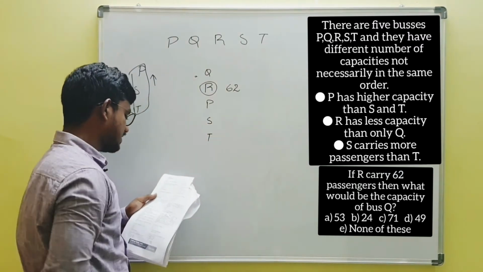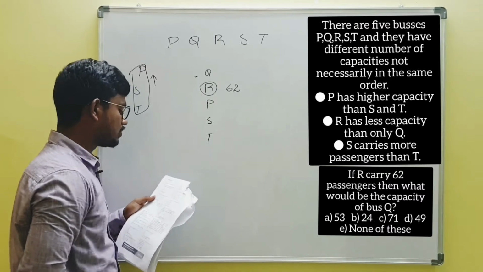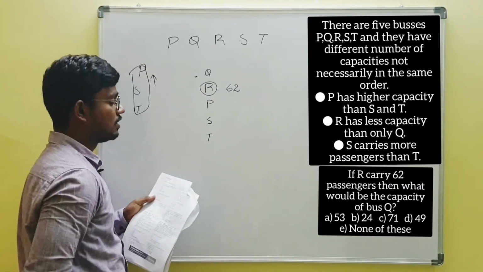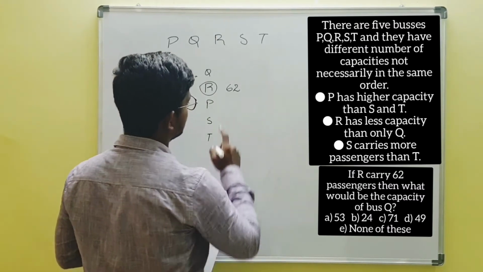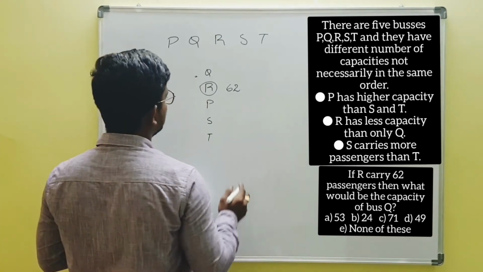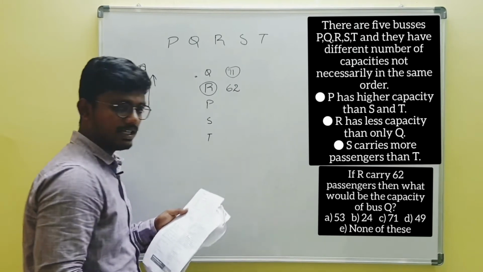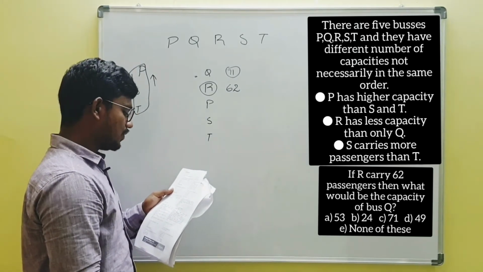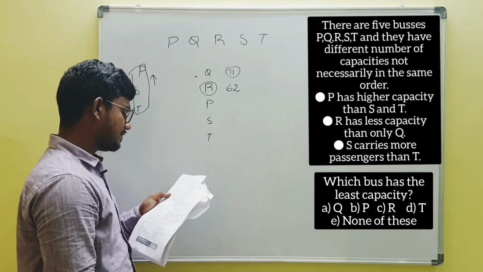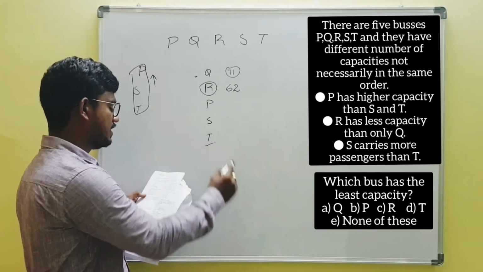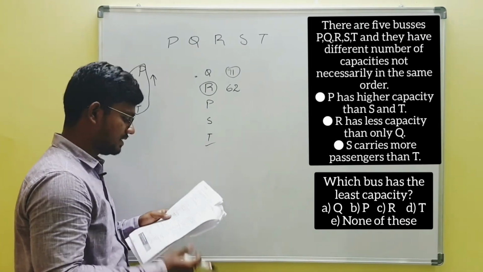So in the options it is given that 53, 24, 71, 49 and none of these. So in the given options 71 is greater than 62, so we can say that Q has the capacity of 71. So option C is our answer. 27th question: which bus has the least capacity? So here T is our answer. So option D is our answer.